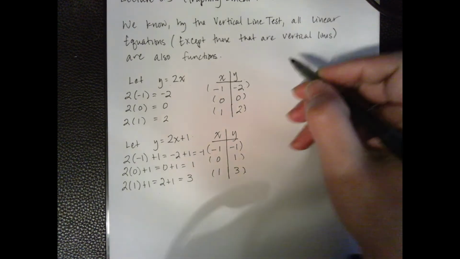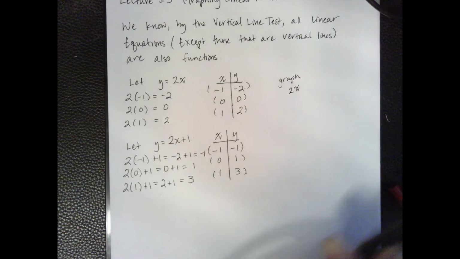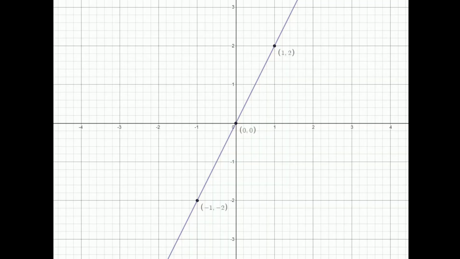Okay, so let's look at the graph of 2x. Here we have the graph 2x. You can see my points are labeled. At the bottom I have -1, -2. Then I go through the origin 0, 0. And then I have another point at +1, +2. And this graph is going up left to right.